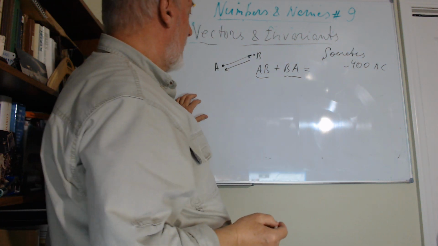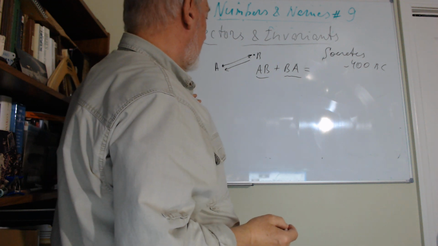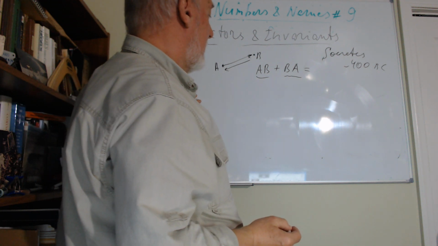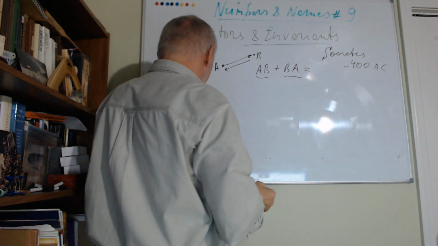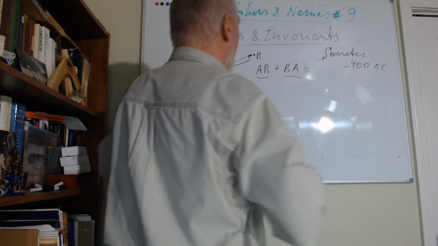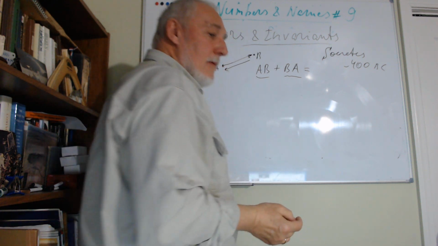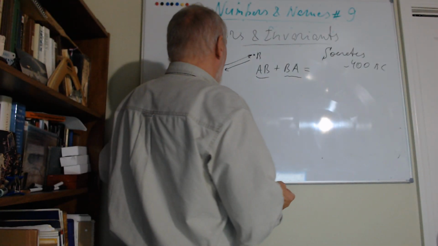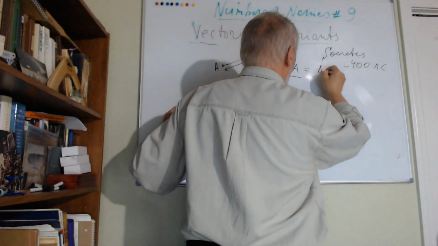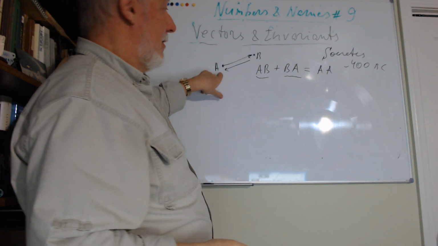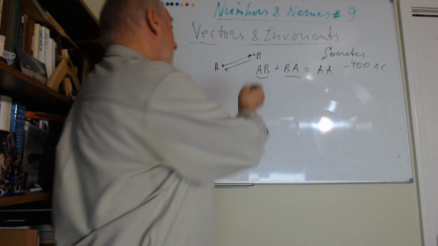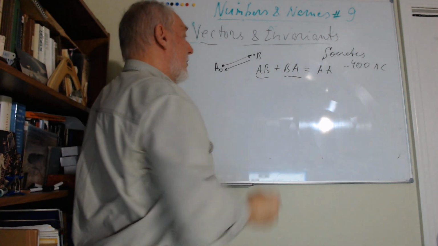So what do you get? If you travel from Toronto to Boston and from Boston to Toronto, how far are you from where you started? What's the number? 0. So AB plus BA equals 0. The distance from Toronto to Toronto is 0. We may write it AA, right? Is it AA? Well, why not? AA is 0.